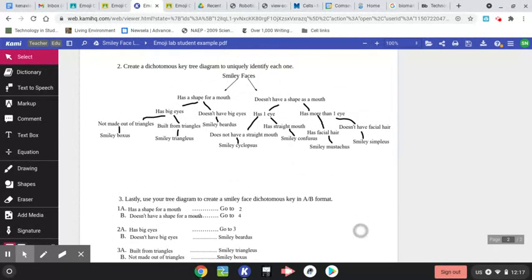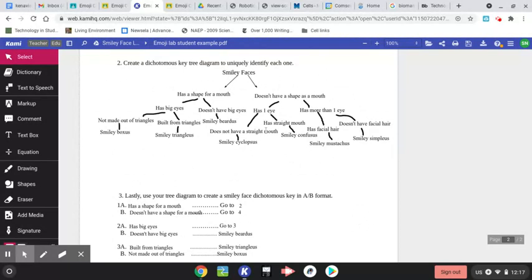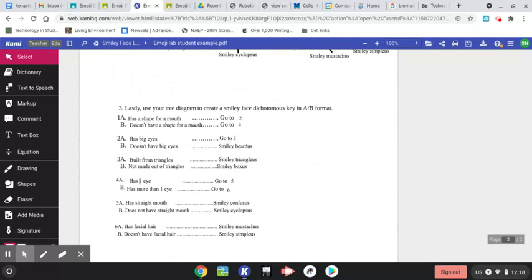I'm now going over to this side. Okay, my doesn't have a shape for a mouth is going to use up my next line, which is going to be go to 4. And I know it's going to say has one eye and has more than one eye. Let's take a look. Has one eye, has more than one eye. Again, I'm not trying to fill these both at one time. I'm looking at one group, and I'm going to has one eye, and I'll go to my next line, which in this case will be go to 5.